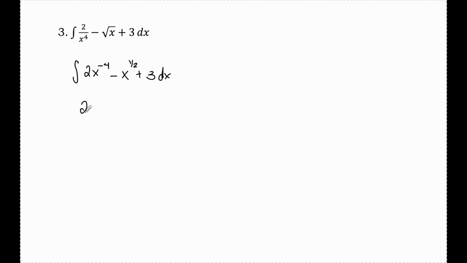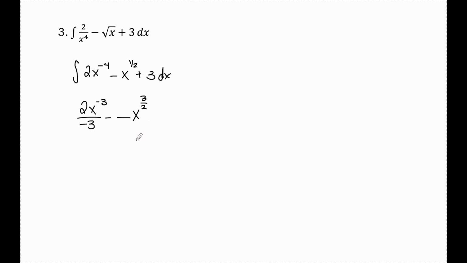I'm going to add 1 to the exponent of negative 4. Negative 4 plus 1 is negative 3, and I divide by negative 3. When I deal with my fractional exponent, I'm going to have that subtraction sign carry down, and I'm going to leave space for a fraction here. When I add 1 to the exponent, a half plus 1 is 3 halves. Using this rule here, I would divide by 3 over 2.